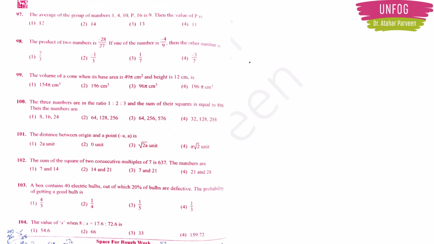Next, question number 102. The sum of the square of two consecutive multiples of 7 is 637. The numbers are? So two consecutive multiples means they will be 7n and 7 into n plus 1.